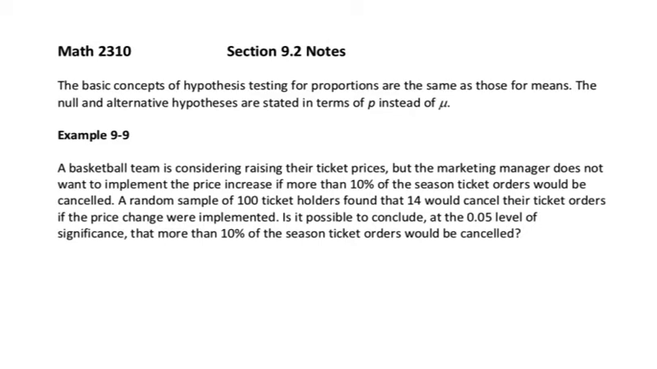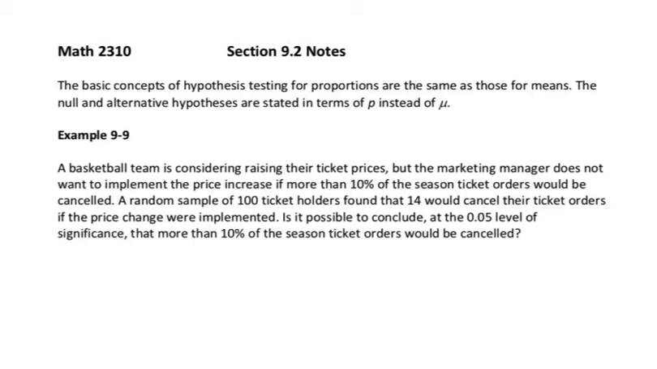In this video for section 9.2, we're going to talk about how to test hypotheses about a proportion. The basic concepts are the same as for testing hypotheses about means. A major difference is that when we write the null and alternative hypothesis, we're going to use the letter P instead of mu, and we're also going to be using the one proportion menu in Minitab. So let's look at example 9.9.